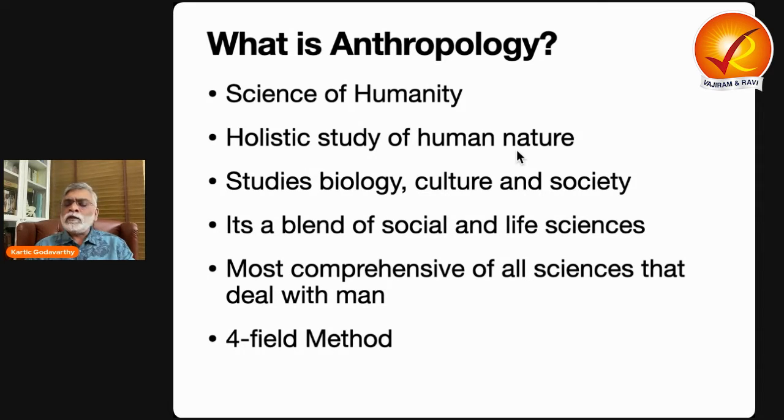It's also known as the four field method, because we touch upon four broad areas. One is socio-cultural anthropology, the second is physical anthropology, the third is linguistic anthropology, and the fourth is archaeological anthropology or archaeology. Sociocultural anthropology looks at the social and cultural aspects of man. Physical anthropology looks at the physical dimension, our biological and biocultural aspects.